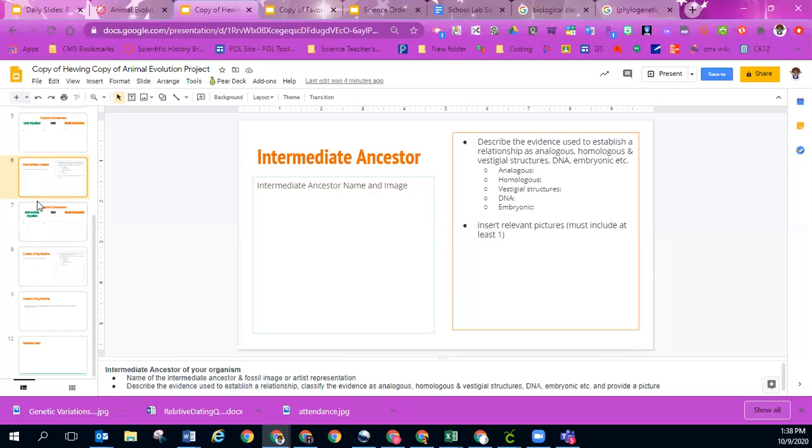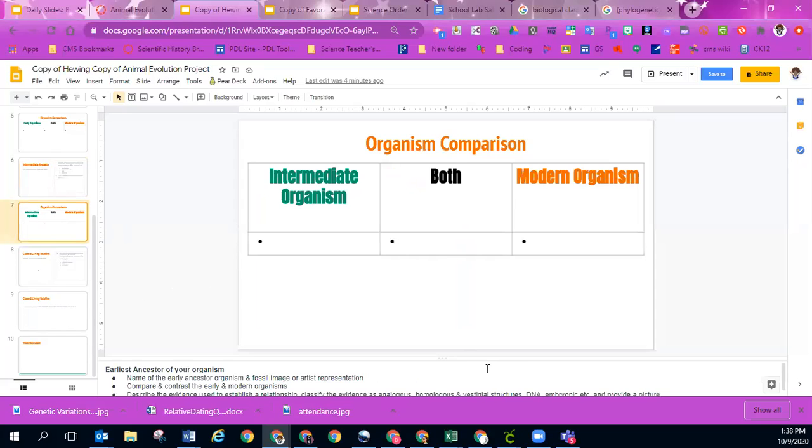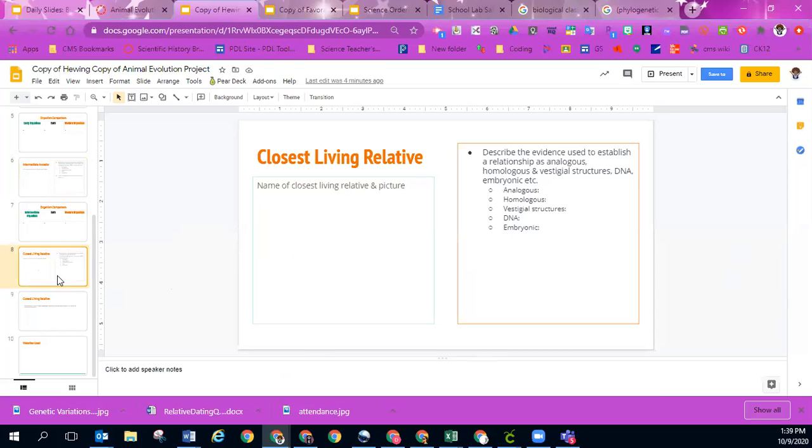All right. You're going to do the same thing with the compare and contrast in this slide right here with your intermediate organism to your modern day organism. And then lastly, you're going to look at the closest living relative for your organism. You're also going to identify what evidence is used to establish the connection. Is it that they have the same homologous structures? Do they have the same analogous structures? Do they have similar DNA? That's what you're looking for.